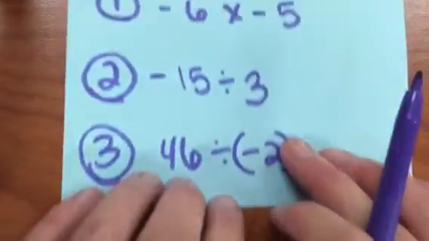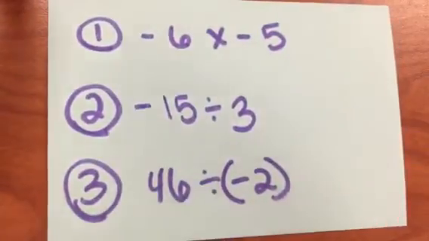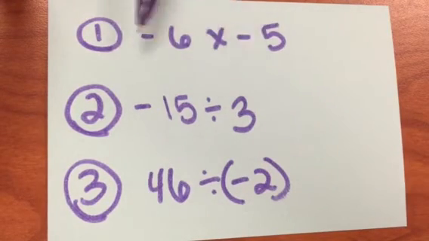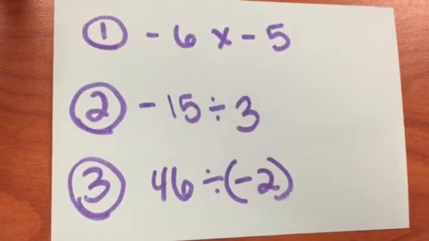So now I have a couple problems for you to try on your own. The first one, negative 6 times negative 5. I want you to solve that on your own. Take a minute and solve that. The second one, negative 15 divided by 3. Again, solve that on your own. Make sure you're watching your signs. Same, different. Number 3, 46 divided by negative 2. Go ahead and solve that in your journal.